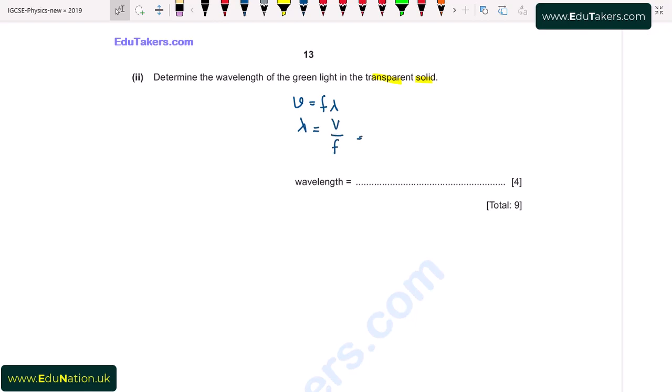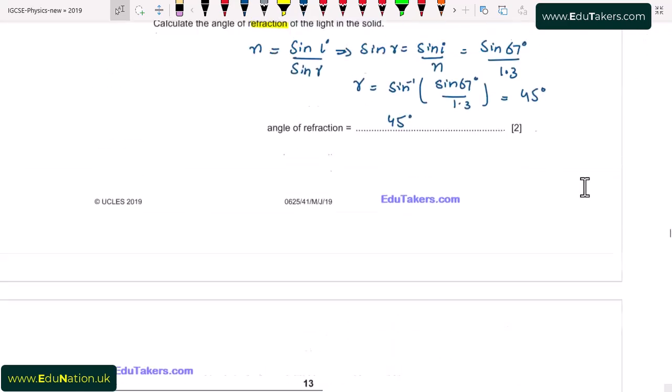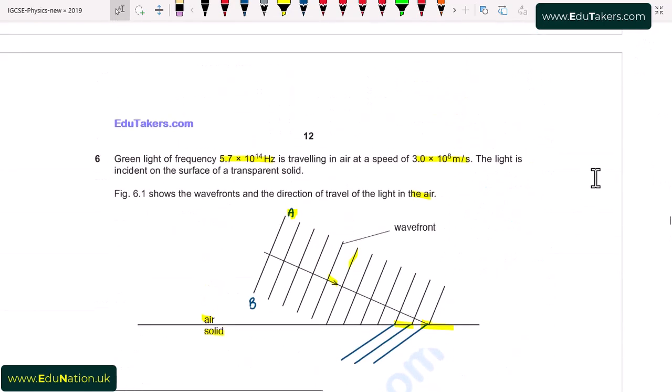For that we have to find out the value of V and F. In the question, it is given that the speed of this light is 3 into 10 to the power 8 meter per second and it is in a medium, air. We have to find out this speed in solid. For that, I use n is equal to C over V.